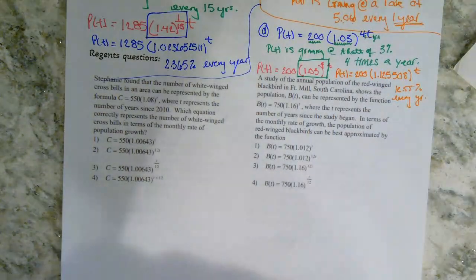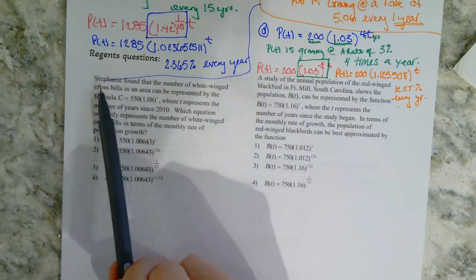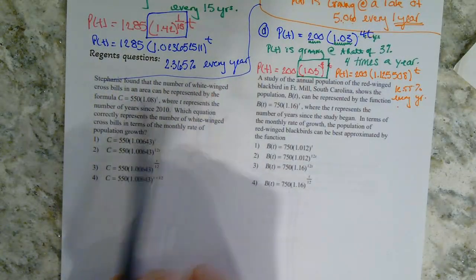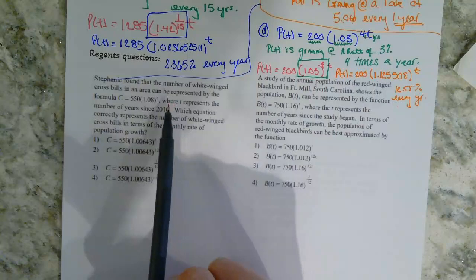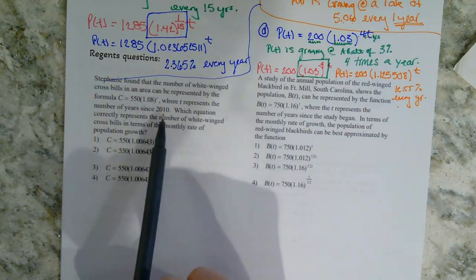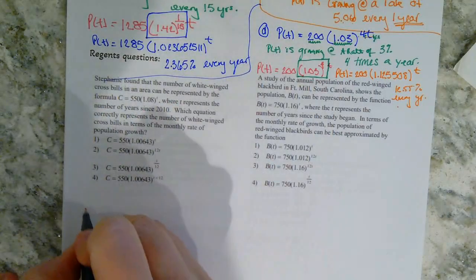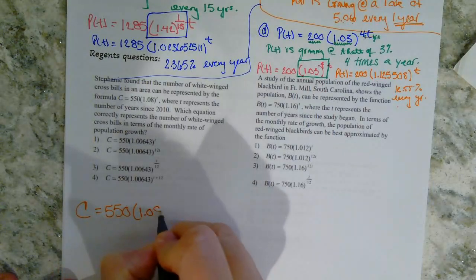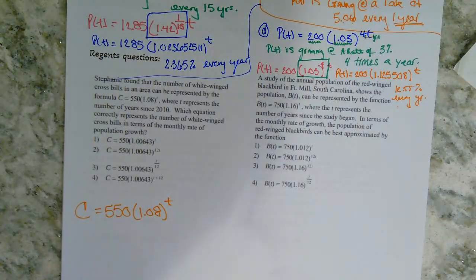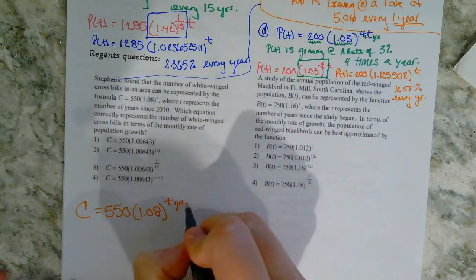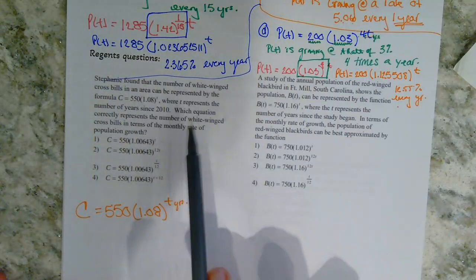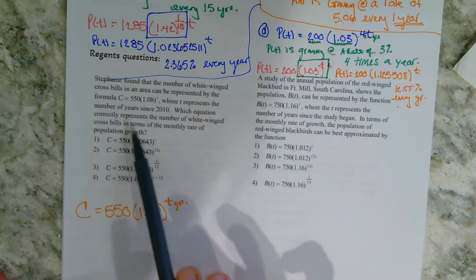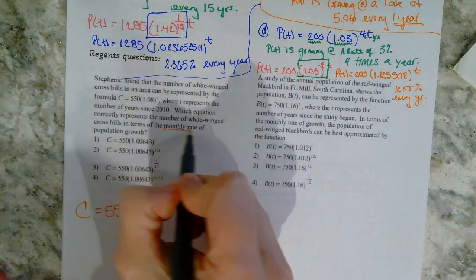So let's take a look at this first regions question. Stephanie found that the number of white-winged crossbills in an area can be represented by this function, where t represents the number of years since 2010. So I'm just going to rewrite this for myself down here so I can kind of talk it out. And t is measured in years, and I'm always going to put that in there. Which equation represents the total number of white-winged crossbills in terms of the monthly rate?